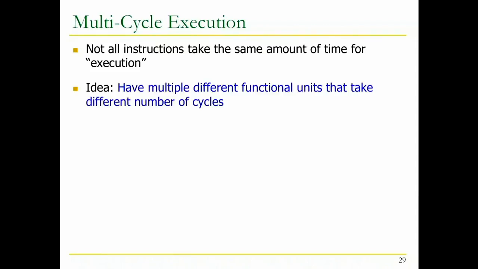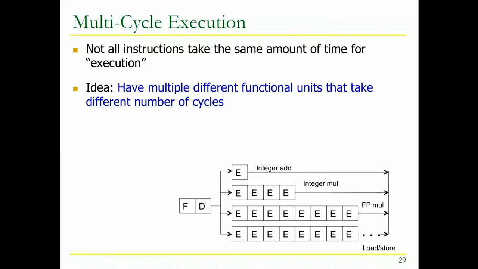Basically, the idea is to have multiple different functional units that have different numbers of cycles. So your pipeline now starts looking like this. Your integer add takes 1 cycle, integer multiply, if you're lucky, takes 4 cycles. Floating point multiply takes much longer. Load store can take much longer, depending on where the data is. And the divide operation can take 50 cycles. Now these units can be pipelined or not pipelined within themselves individually.